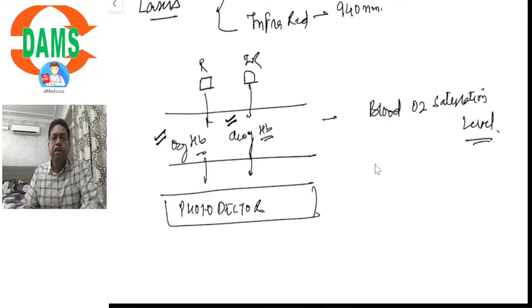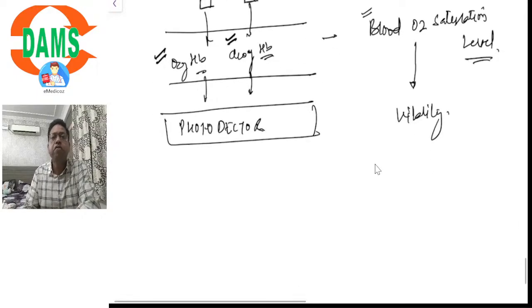Okay. So its working principle is different from that of laser Doppler flow meter. Laser Doppler flow meter was directly assessing the presence of RBCs. Here it is talking about blood oxygen saturation, and the more the oxygen saturation, the more would be the vitality of the tissue. This is how it works.